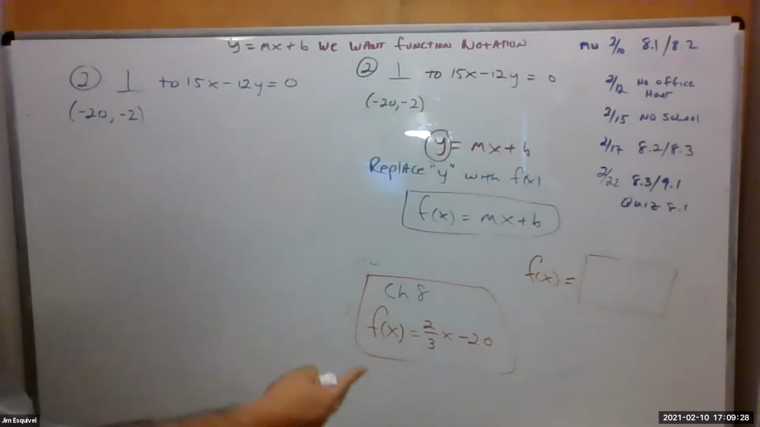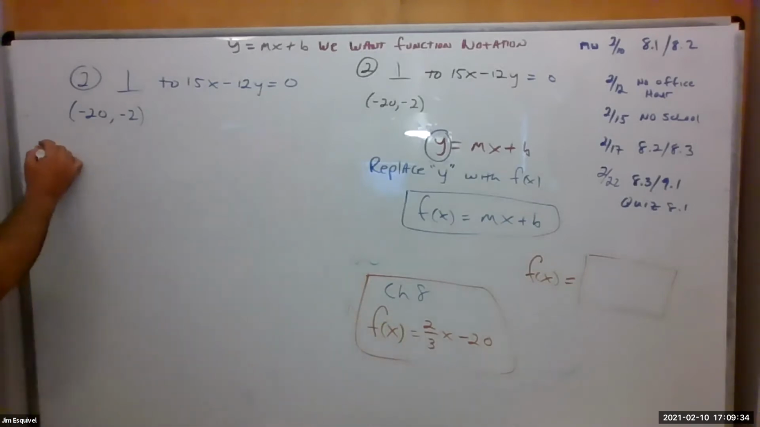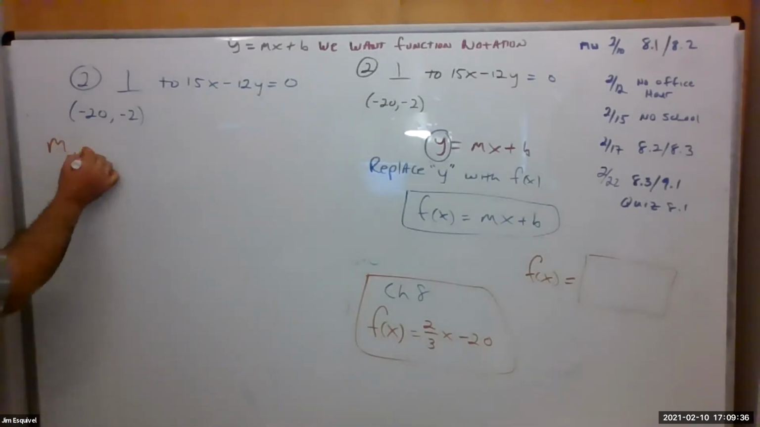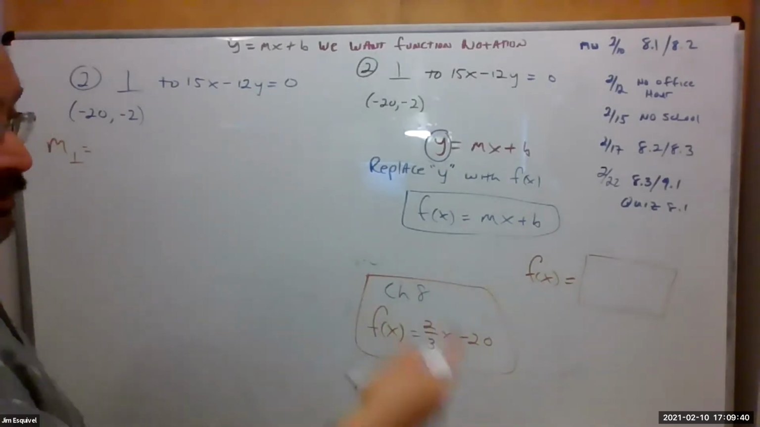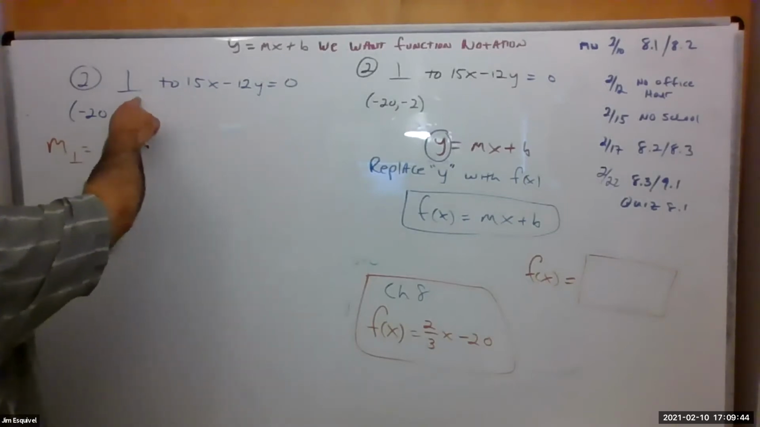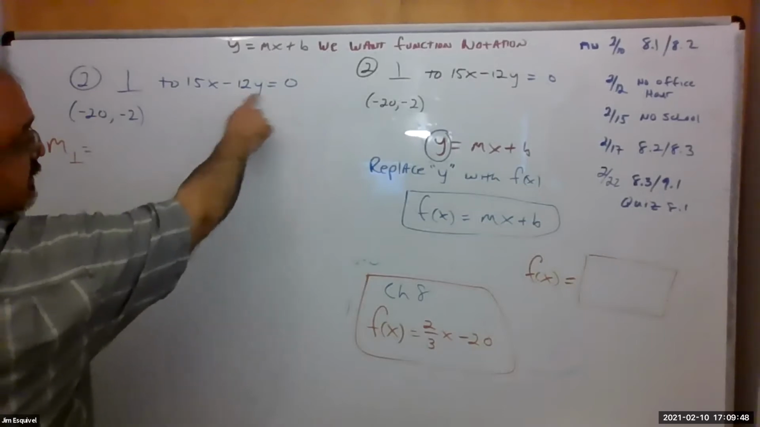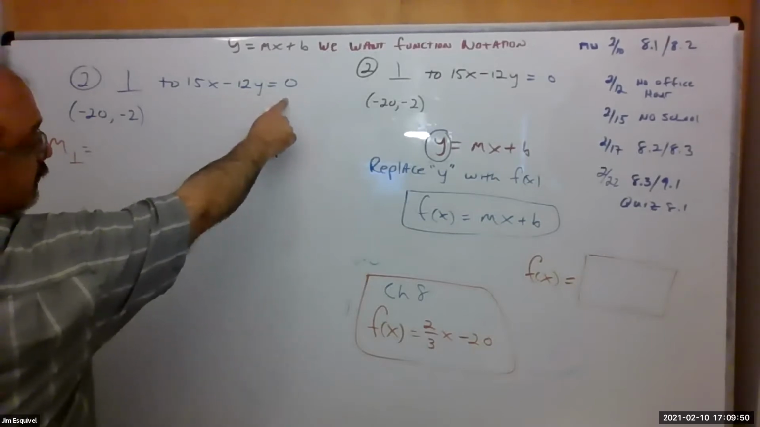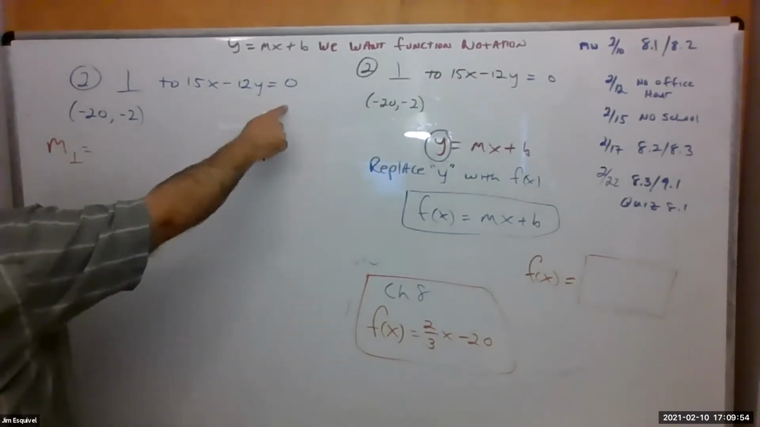Perpendicular, 2 syllables. 2 syllables means when you find the slope of your perpendicular, you got to do 2 things, opposite and reciprocal. The slope of the line that we want is the opposite and reciprocal of the slope of this line up here. So we got to find this slope first.